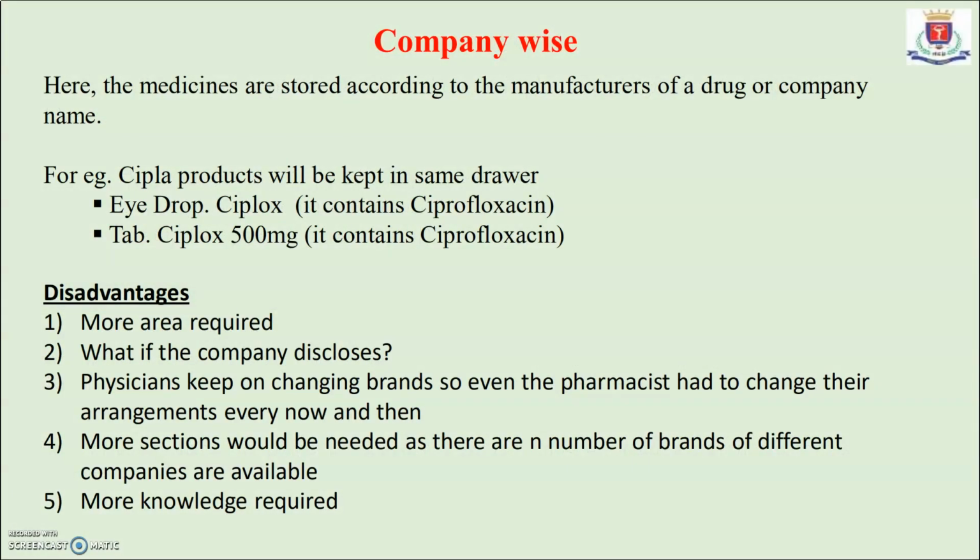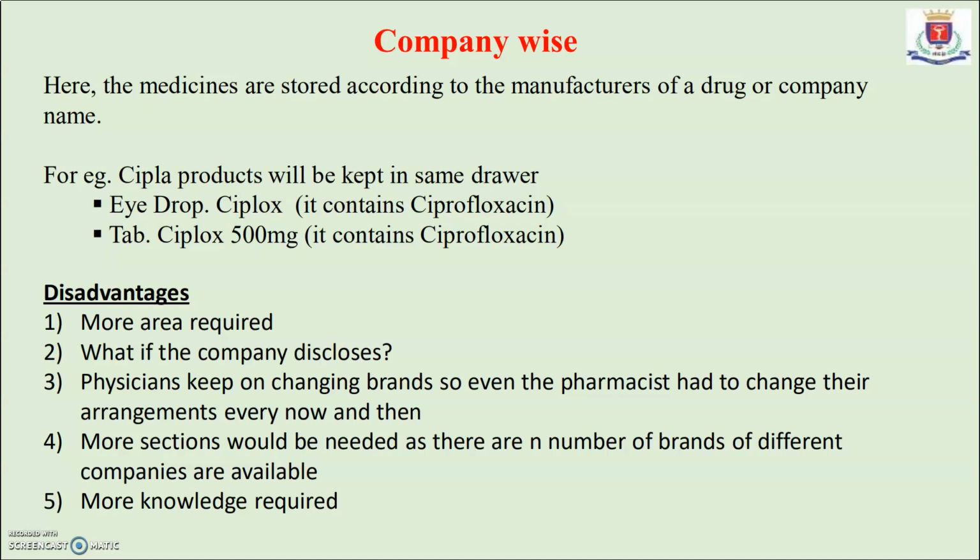Third is company wise. Here the medicines are stored according to the manufacturer of a drug or company name. For example, Cipla products will be kept in the same drawer or a rack. Eye drop Ciplox, it contains ciprofloxacin. Tablet Ciplox 500 mg, it contains ciprofloxacin.